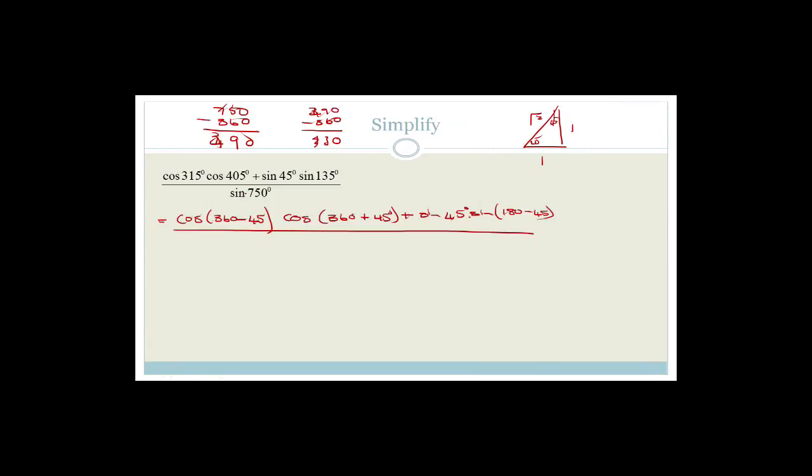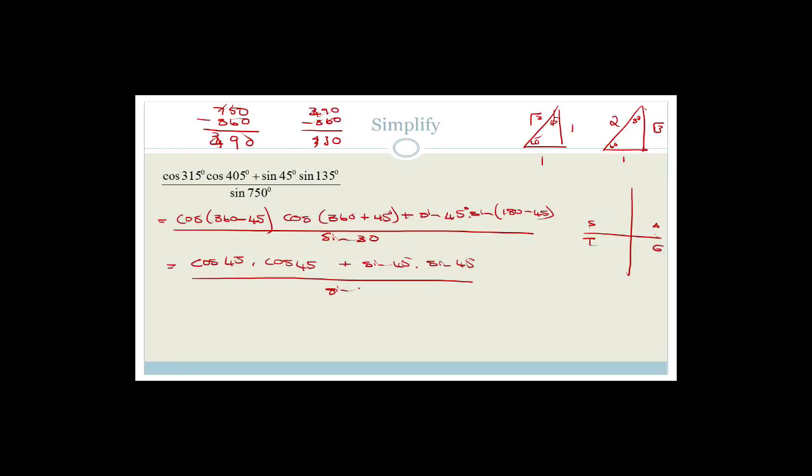Okay, so this becomes sine of 30 degrees. So we do actually need our other triangle: 60, 30, and it is 2, 1, root 3. Okay, so now let's do this. We need a cos diagram. All stations to Cape Town. So cos of 360 minus 45 is cos of minus 45, but that is fine because cos is positive in that quadrant. So this is just cos 45, multiplied by cos of 360 plus 45, which takes it back into the first quadrant, so it's still going to be cos of 45, nice and positive, plus sine 45. And then sine of 180 minus 45 is in the second quadrant, so it's going to be times sine of 45, all over sine 30.